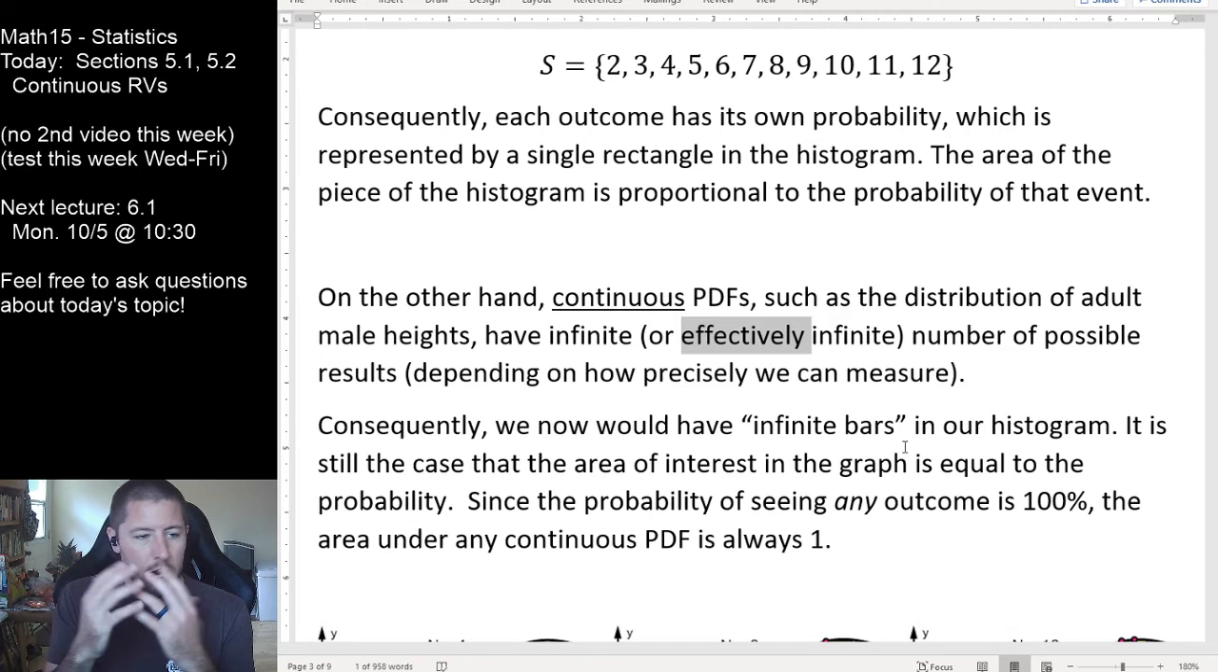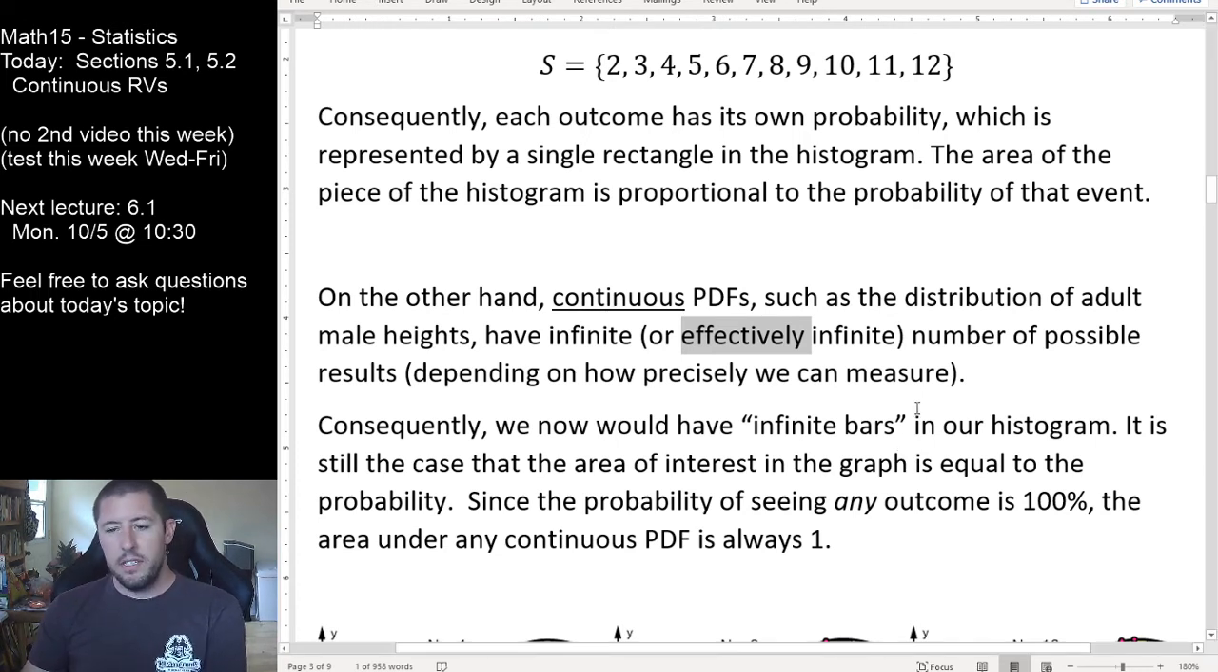Our age is changing constantly. Every second that passes, you're a different age than you were before. And honestly, height probably changes in a very similar way, right? We get a little bit taller at night, we get shorter during the day when we stand up more, stuff like that. So if we wanted to think of it as being discrete, we would have a histogram with an infinite number of bars. Again, it's not very feasible for us to directly manage here. It's still the case that the area of interest in the graph is equal to the probability associated with seeing those events.